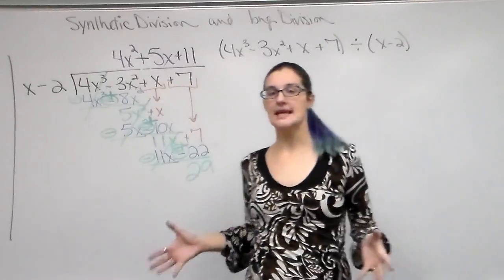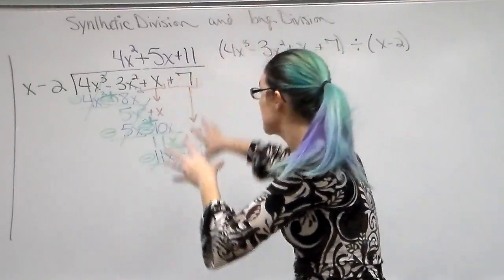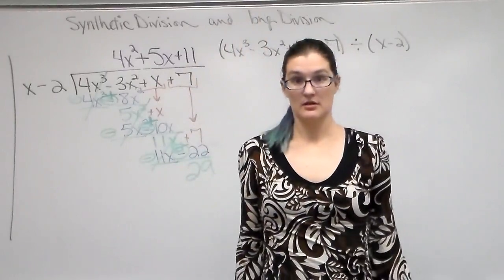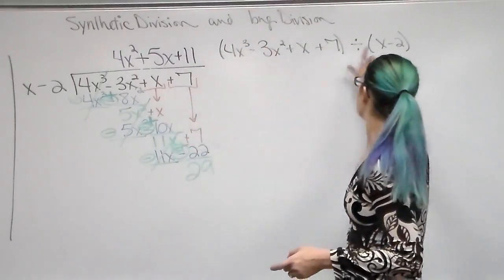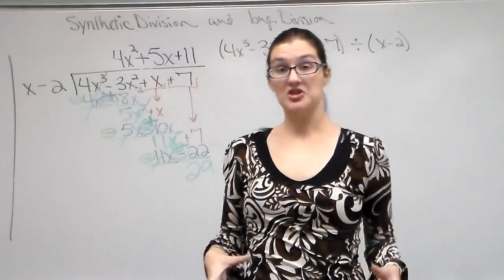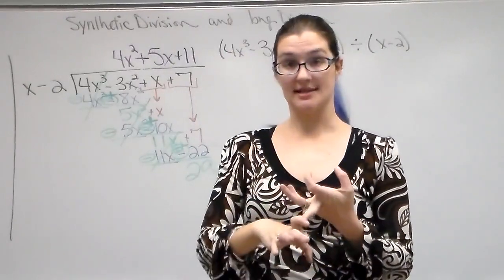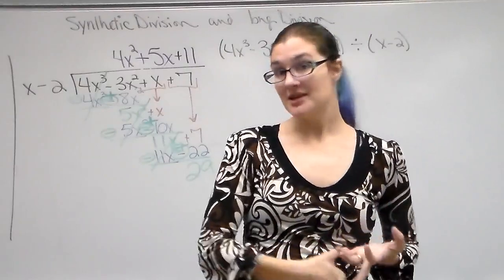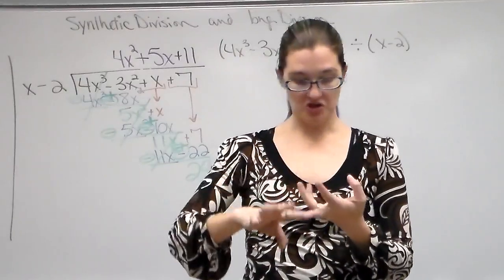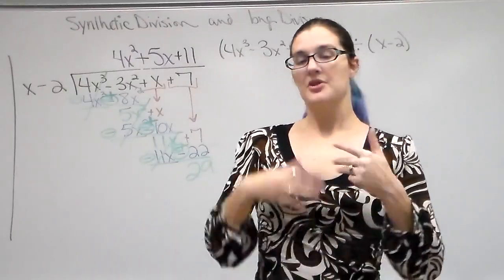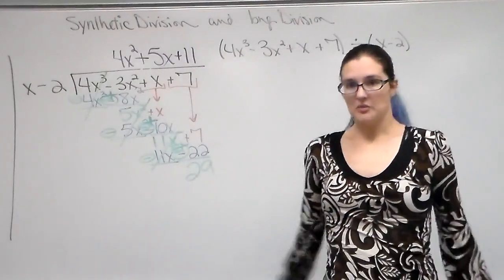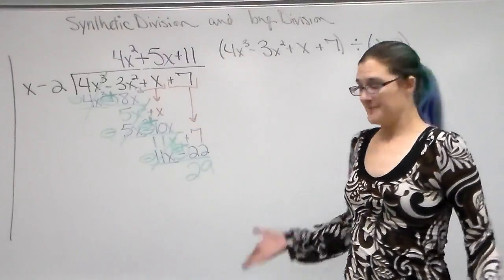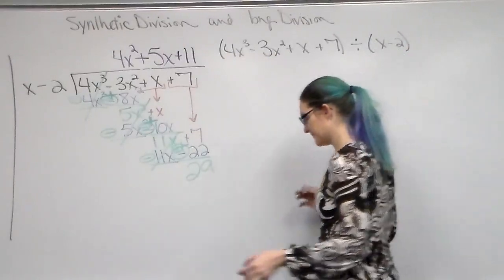And what we're going to do with synthetic is we are pretty much going to just get rid of all the variables. And that's why it's very important that you have every type of variable. So if you're starting with an x cubed, you have to have an x squared, an x, and a constant. If you're starting with x to the 5th, you have to have an x to the 4th, x cubed, x squared, x, and a constant. You've got to have every single one. Otherwise, how could we tell which one it is without the variables there? So what we're going to do is synthetic.